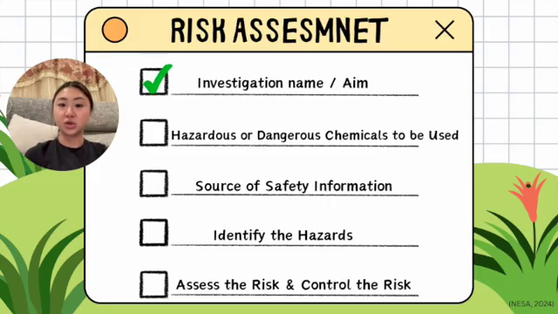The investigation name will be the structure and reproduction of flowers, and the aim of this investigation will be for students to safely construct and manipulate a 3D model of a flower to demonstrate an understanding of adaptation, function, and reproductive system. No hazardous or dangerous chemicals are used during this investigation. Students only handle foam, clay, magnets, and adhesive, all of which are non-toxic and safe for classroom use.